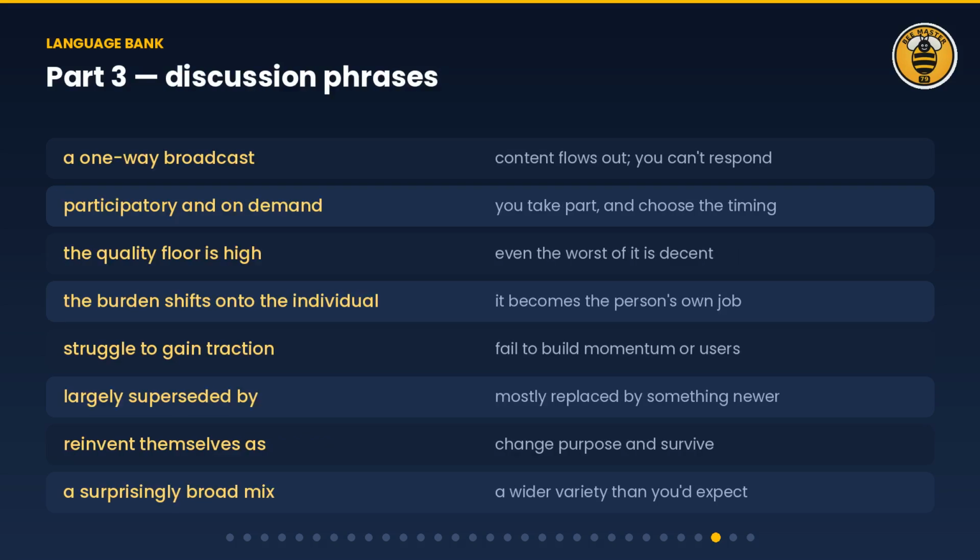And the part 3 bank. These are the abstract discussion phrases. They are the ones that let you sound analytical rather than merely descriptive.